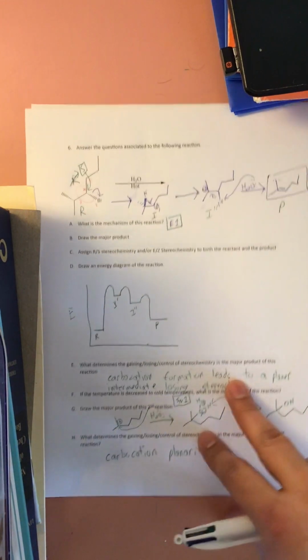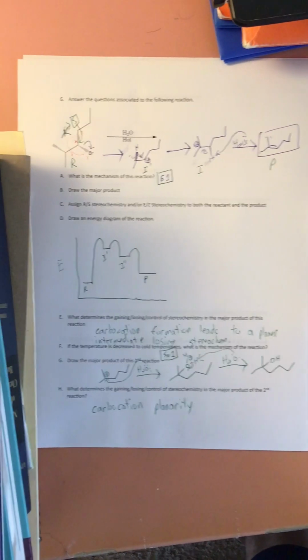Make sure you can see. Oh, you can't see all the way to the bottom. There you go. Carbocation planarity. Bring this down some so that you can see this better. Good. All right.